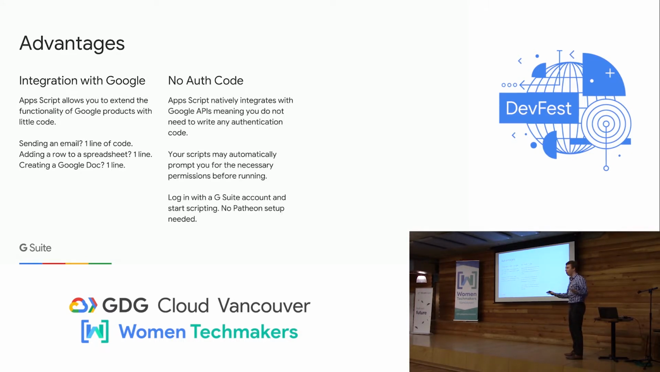Second is that there's no OAuth needed. No OAuth code needed, that is. So AppScript natively integrates with Google APIs, meaning you don't need to write any of the OAuth code yourself. For me personally, I think one of the hardest difficulties with integrating with a new API is understanding how to authenticate with the system. And it's really a barrier to newcomers. So the scripts that you write, they automatically prompt you for your permissions if you haven't given them. And it'll also detect if you've given permissions before, you don't need to log in again.